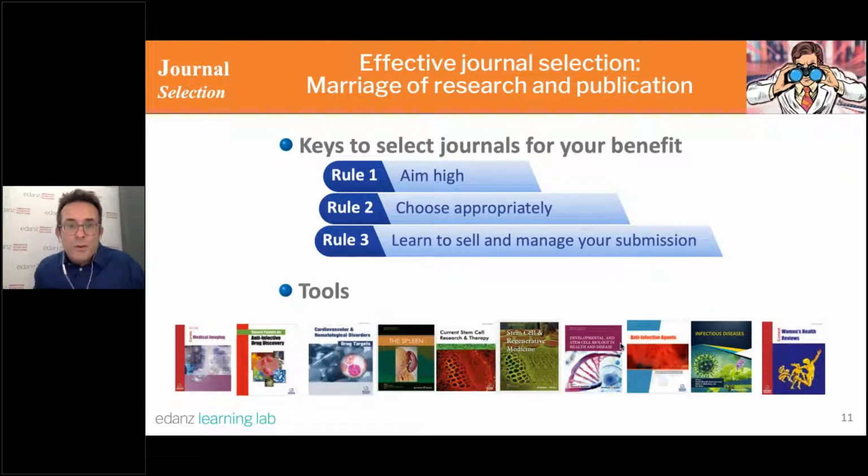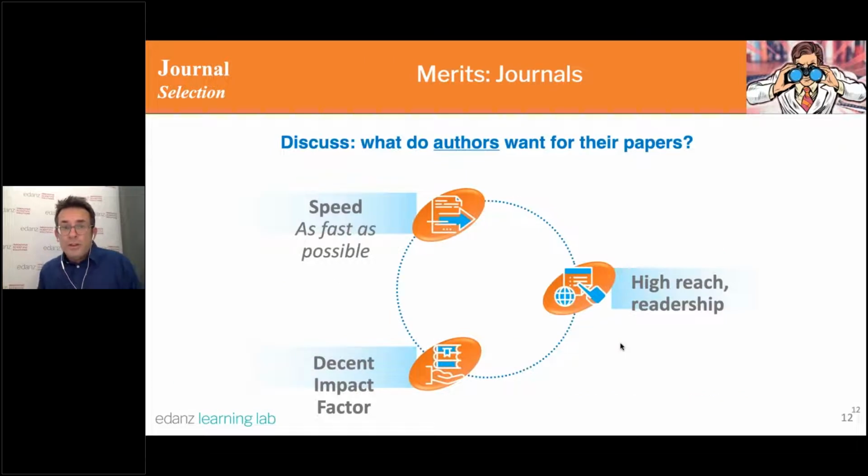So how can you do it? We've got 3 rules for selecting journals. Rule number 1, aim high. Always aim for journals with the higher impact factors. Make a list of journals that other researchers in your field are publishing their work in, and go for the ones with higher impact factors. Choosing appropriately, of course, we can help you with that. You'll learn about that in just a moment. And we can also provide training to help you learn to manage and sell your submissions.